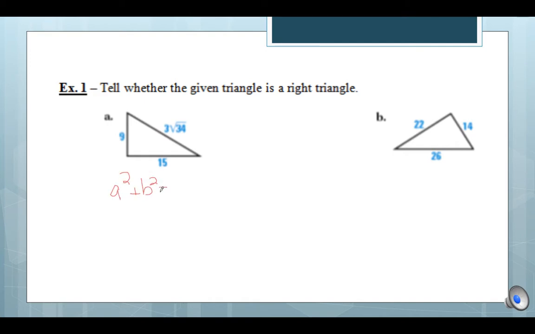The difference is how we're using it. We're now using it to decide, is this a right triangle, yes or no? Well, just like before, we had to be careful of the c value. We still have to be careful of the c value, and it has to be the longest side length.